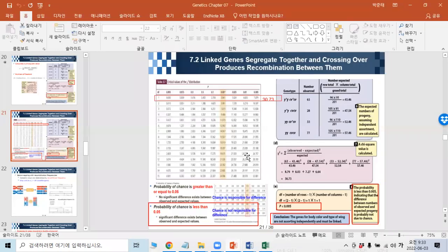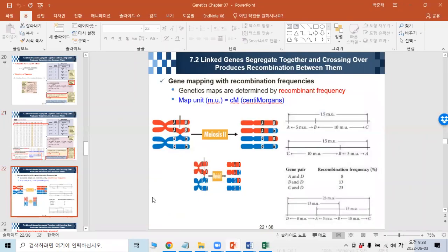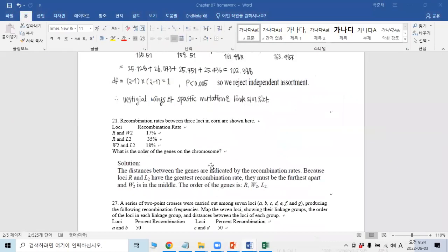You have to know this. Based on the recombination frequency, we can measure their distance. There are also several questions asking about the recombination rate and the order of genes on the chromosome.